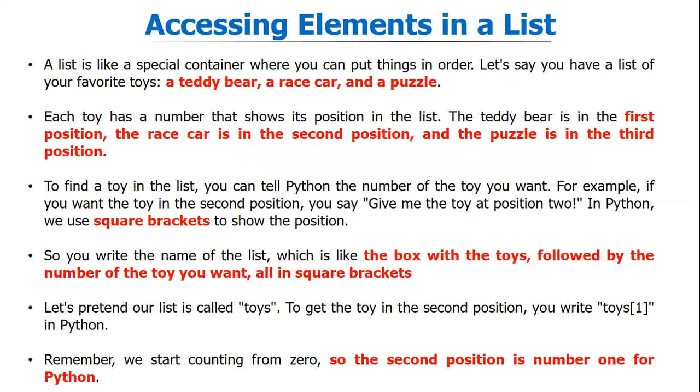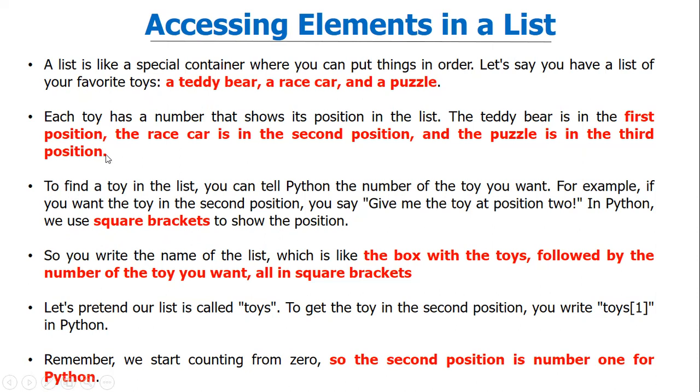All these things that I have mentioned, the teddy bear, the race car, and the puzzle, are contained in a container, or let's say a special container. Now, each toy has a number that shows its position in the list. The teddy bear is the first position, so this is the first one. The race car is the second, and the puzzle is in the third position.